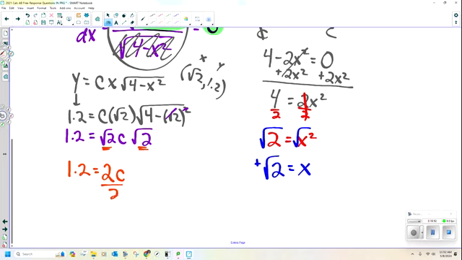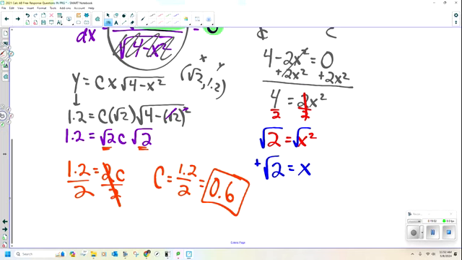Now I'm just going to divide by 2. My c value equals 1.2 over 2. Half of 1.2 is 0.6. Done.